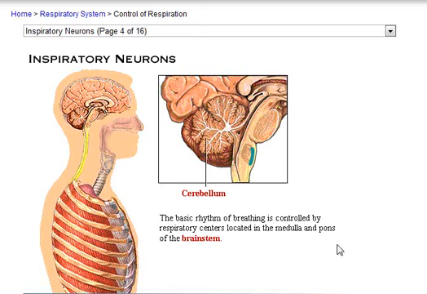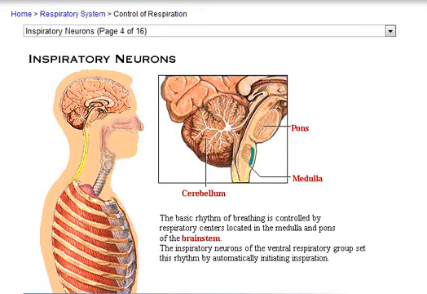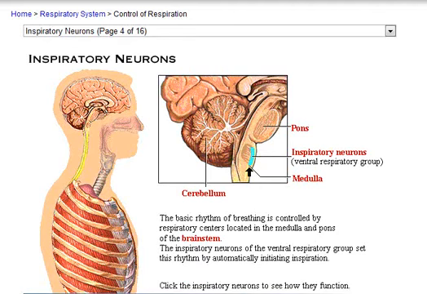So now we're leading into the neural control of how the brain controls breathing function. Basic rhythm of breathing is controlled by respiratory centers located in the medulla and pons of the brainstem. Within the medulla, a group of neurons in the ventral respiratory group sets the basic rhythm by automatically initiating inspiration. Click the inspiratory neurons to see how they function.